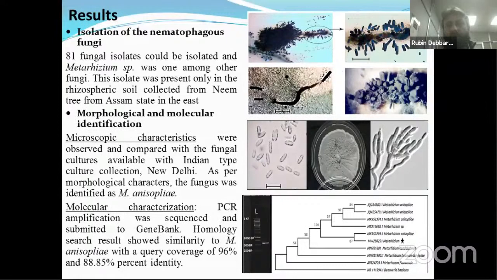Next, we did the morphological study. We can see in this photo the style of symptoms of C. elegans infection by the fungus. We can see the conidia and conidiophores and how the colonization happened, for morphological characteristics and molecular identification.